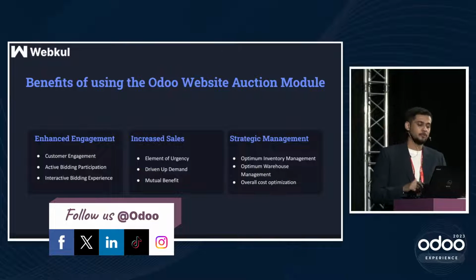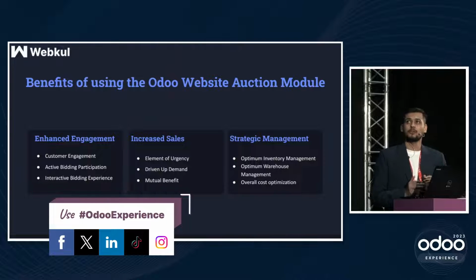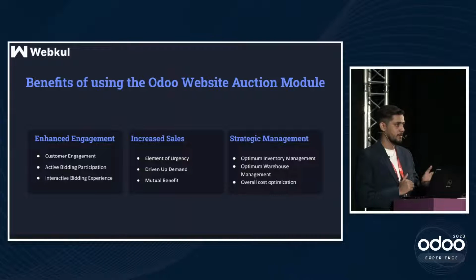So here are some of the benefits of using the Odoo website auction module by Webkul. It will create enhanced engagement for your customers. By auction programs, your customers will be able to have interactive sessions by placing bids for the particular product that is being sold by auction.